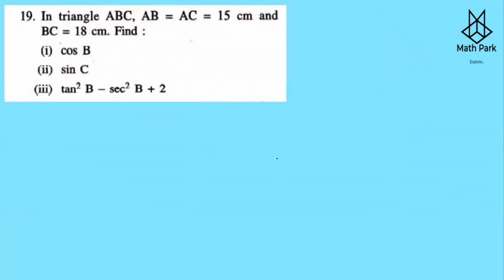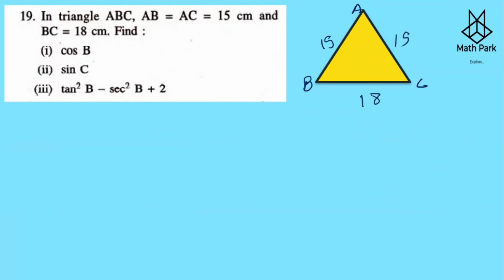In triangle ABC, you are given AB is equal to AC is equal to 15. So this is your triangle ABC. One such question 5 we had solved in the same previous video. So this is 15 and this is 15 and BC is 18. Find cos B. So we need to have a right triangle. So we'll have AD perpendicular to BC, and in an isosceles triangle, this altitude is also a perpendicular bisector. So this becomes 9 and 9 over here.